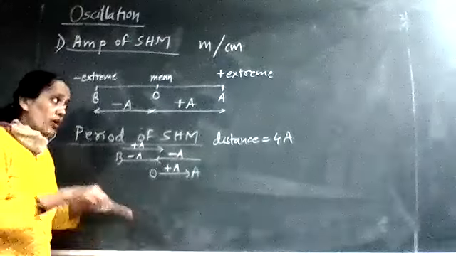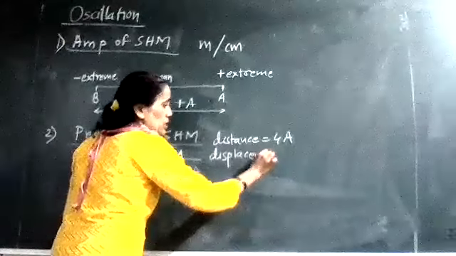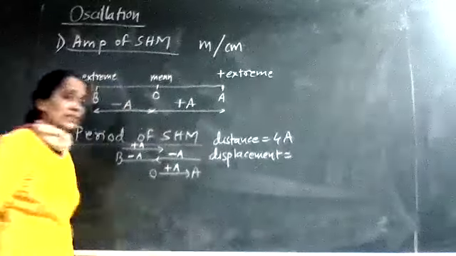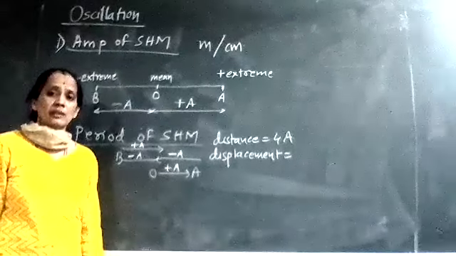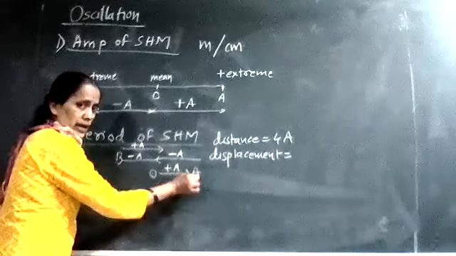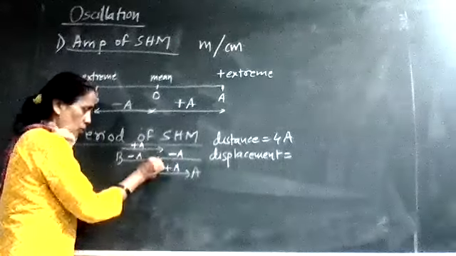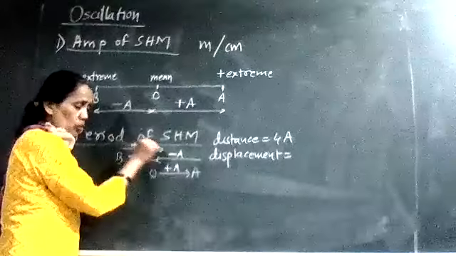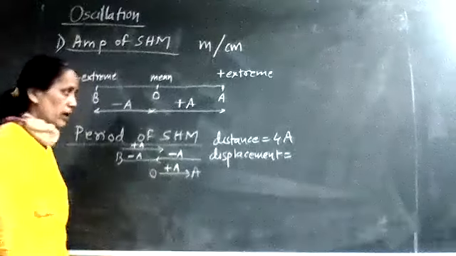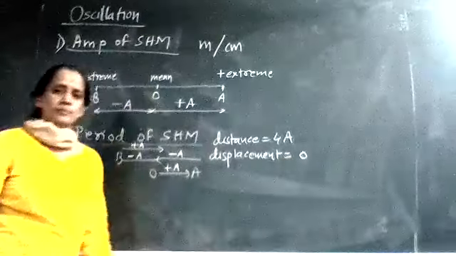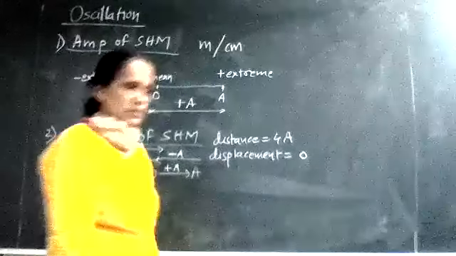Clear? But what is the displacement of the particle? Displacement is a vector quantity. Distance is a scalar quantity. Displacement being a vector quantity means you have to think about the direction. So see here, O to A, positive direction. A to O, negative direction. O to B, negative direction. B to O, positive direction. You can add all these things. So what am I getting? The displacement is zero. Clear? So you have to remember this point for your consideration.